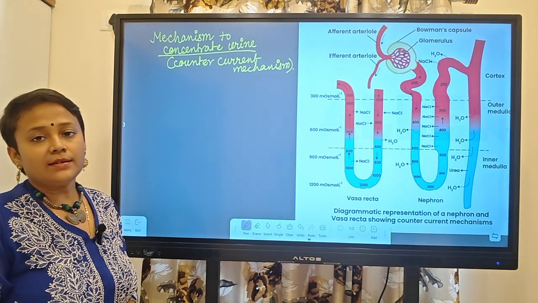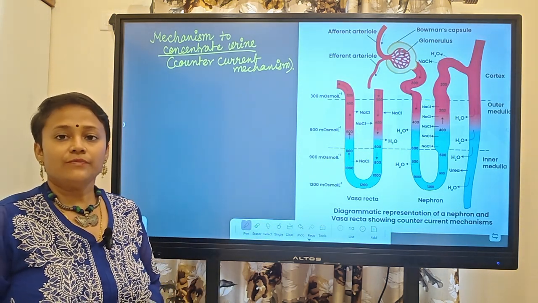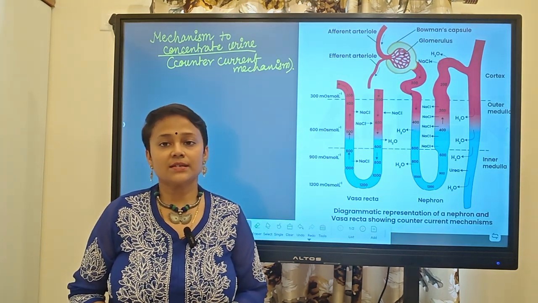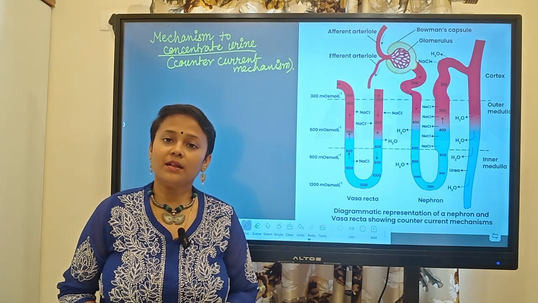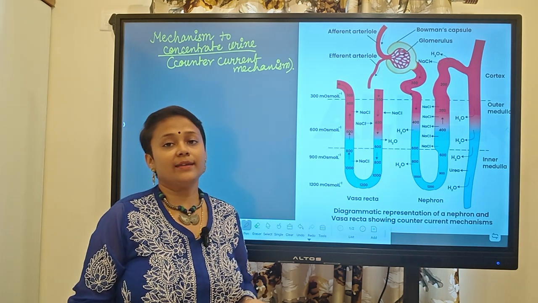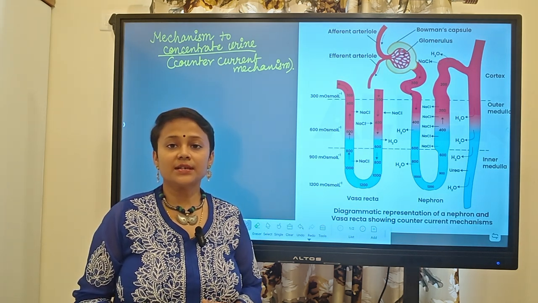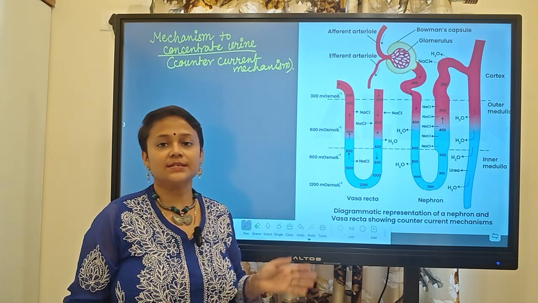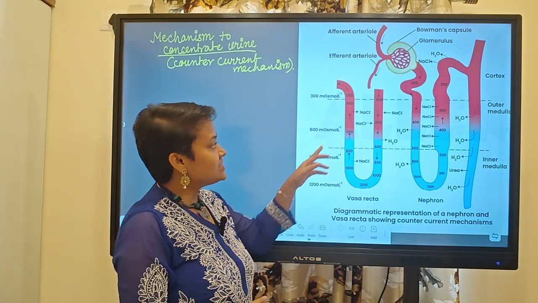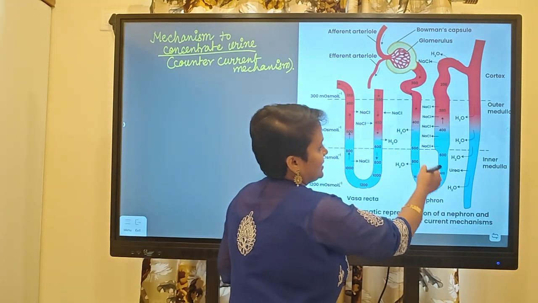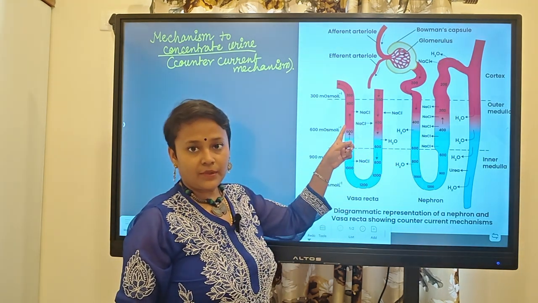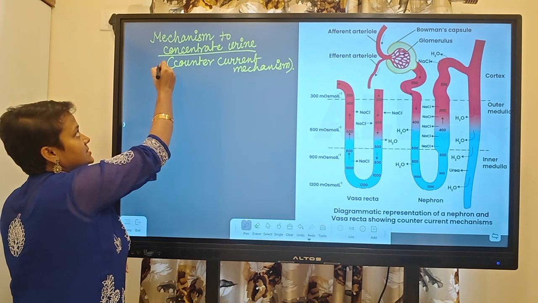So as I told, juxtamedullary nephron will have a special structure which is called vasa recta. So what is vasa recta? Vasa recta is a set of parallel blood vessels which run parallel to the Henle's loop. And this vasa recta has an important role to concentrate urine. Now, as you can see in the diagram, this is Henle's loop, and in the diagram the vasa recta is given.